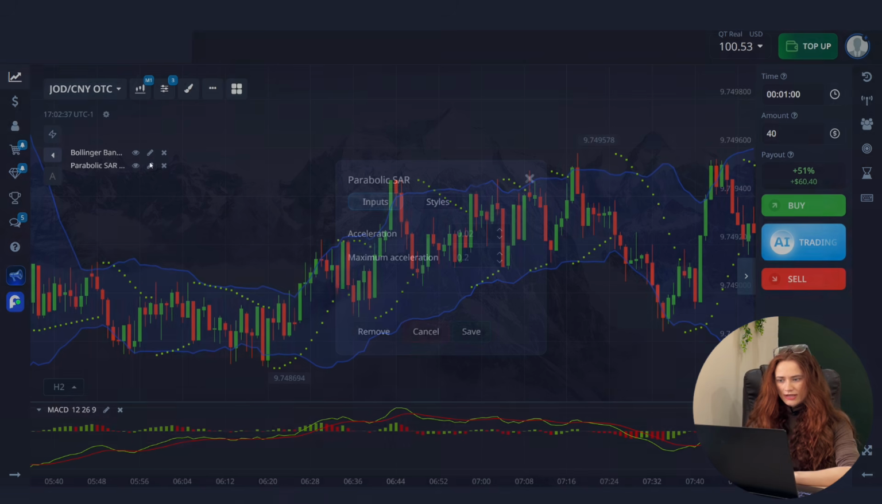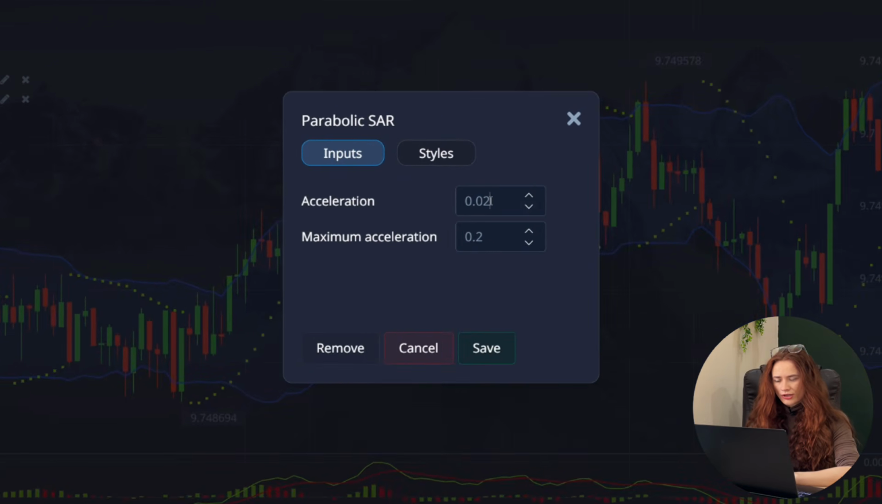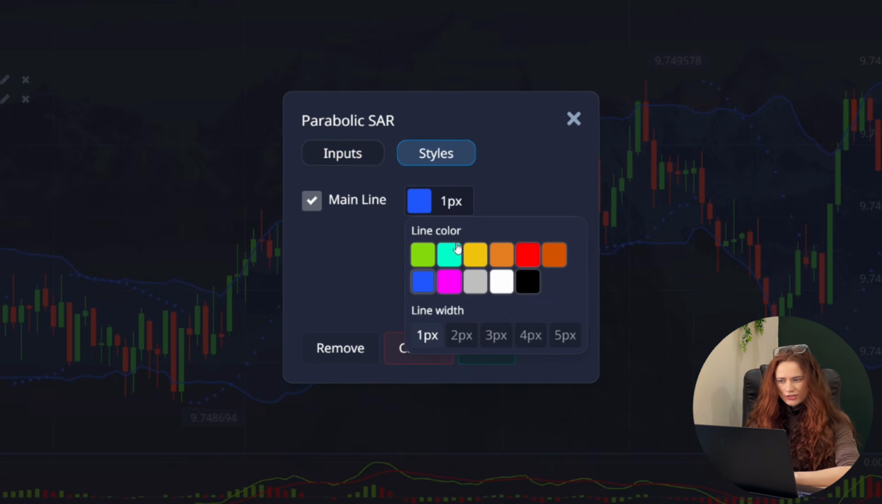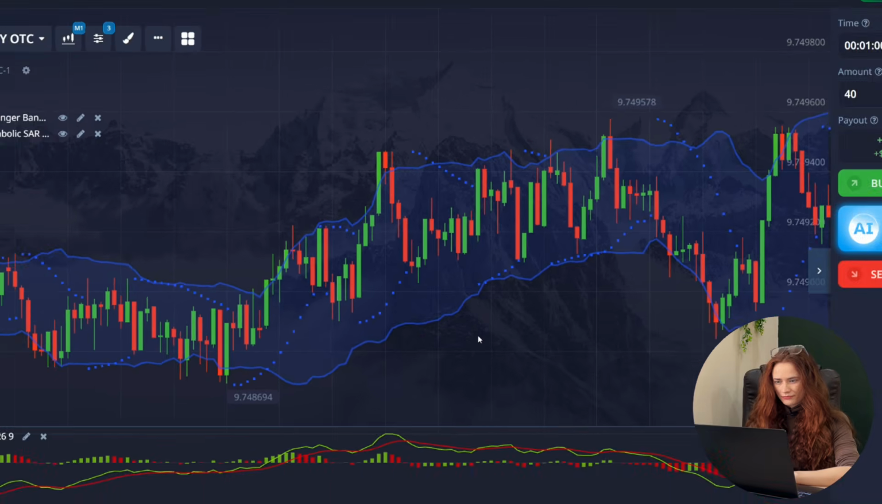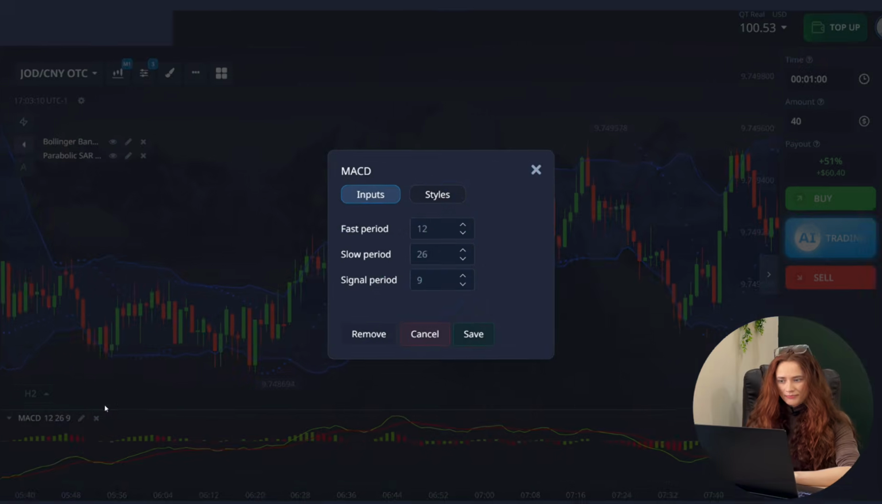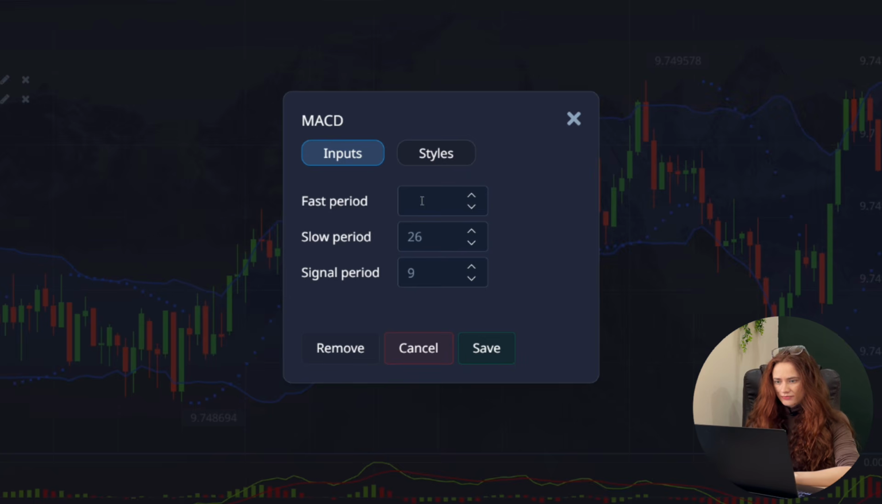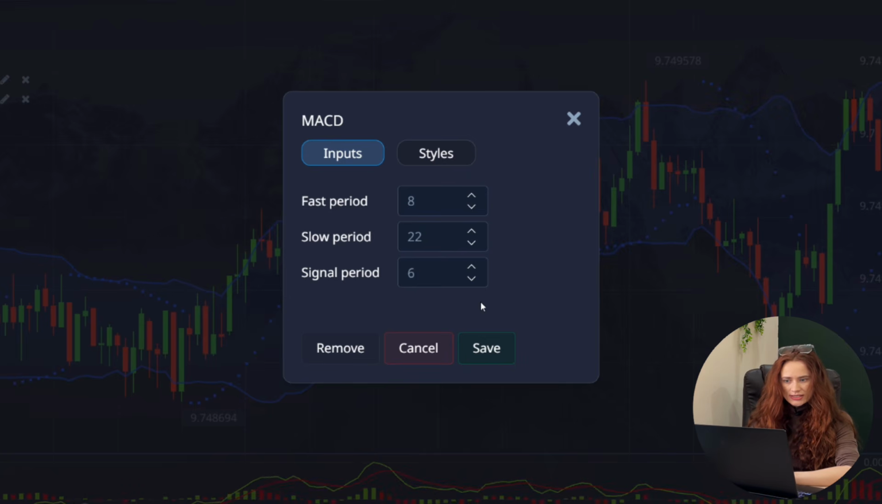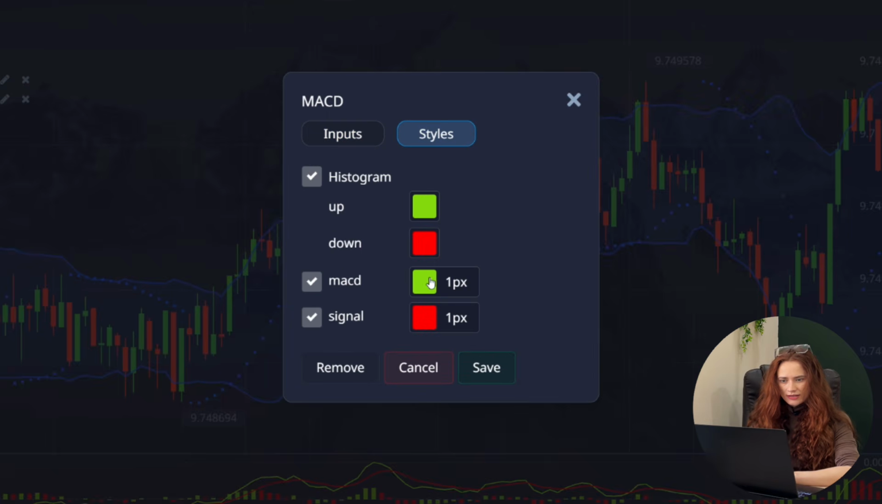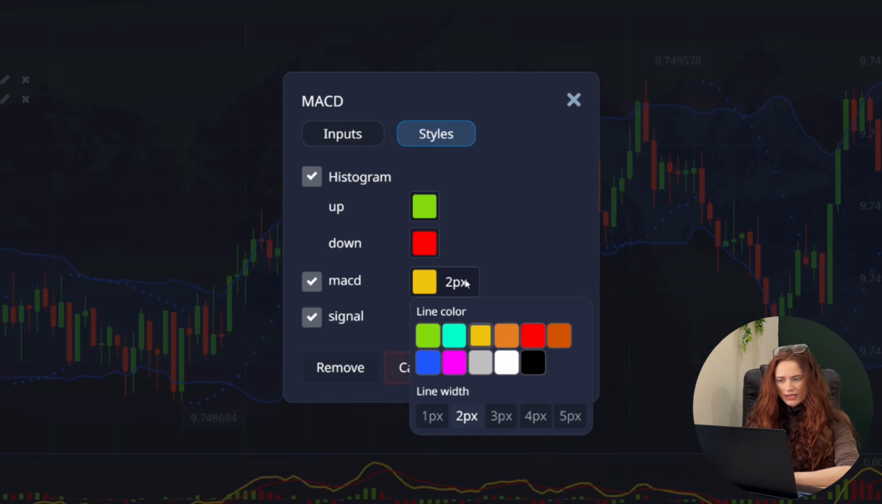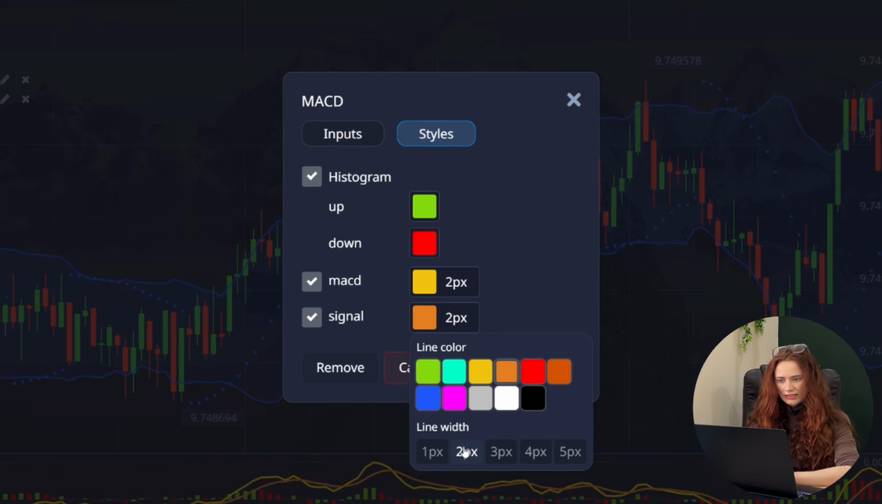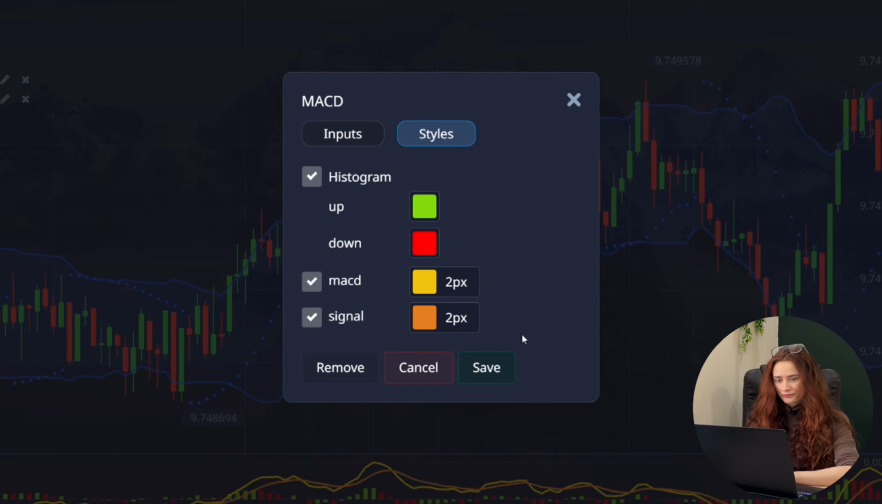Now Parabolic SAR, acceleration 0.015, maximum acceleration 0.15, and change the dot color to blue. MACD, fast period is 8, slow period 22, signal period 6, and in the style, MACD line will be yellow, signal line orange, and increase the thickness on both.